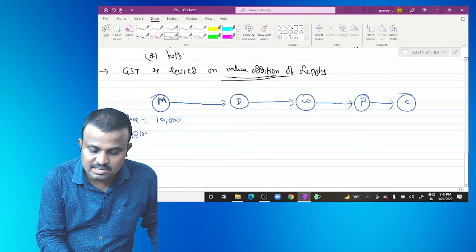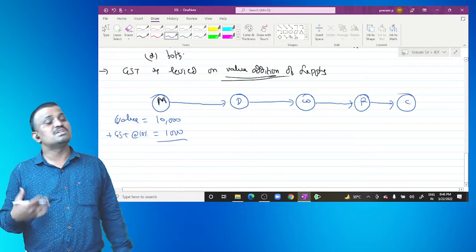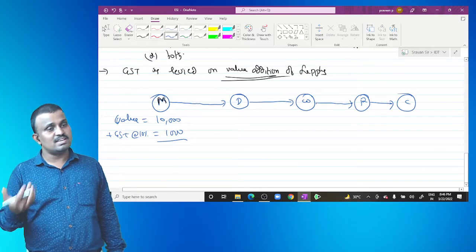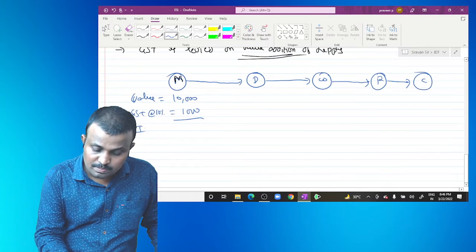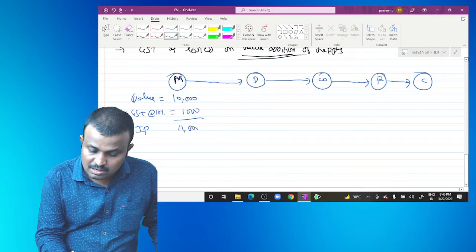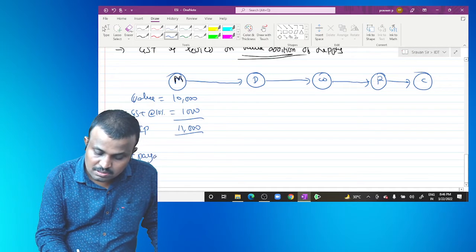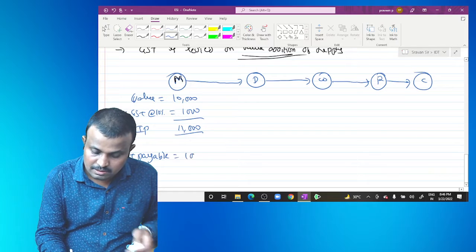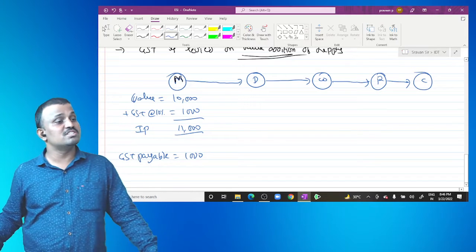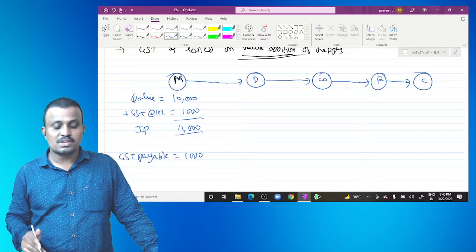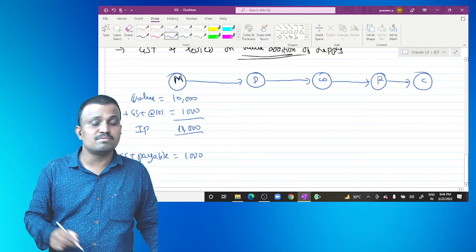The GST at the rate of 10% equals 1,000, say CGST as well as SGST, so both. So the total invoice price is equal to 11,000. So here GST payable is how much? 1,000 to the government. This amount, this 11,000, is collected from what?